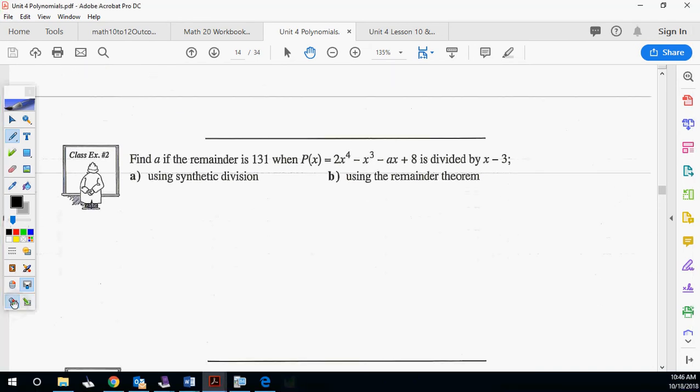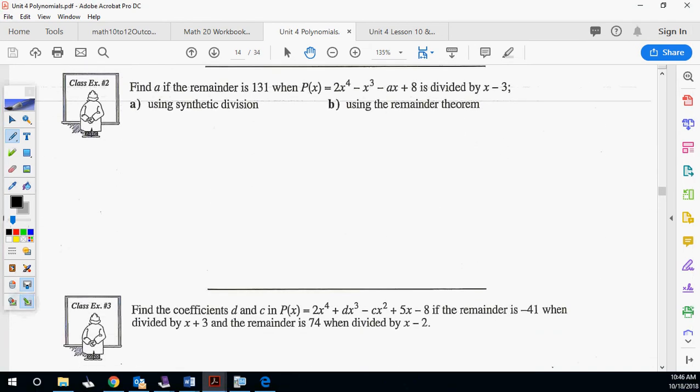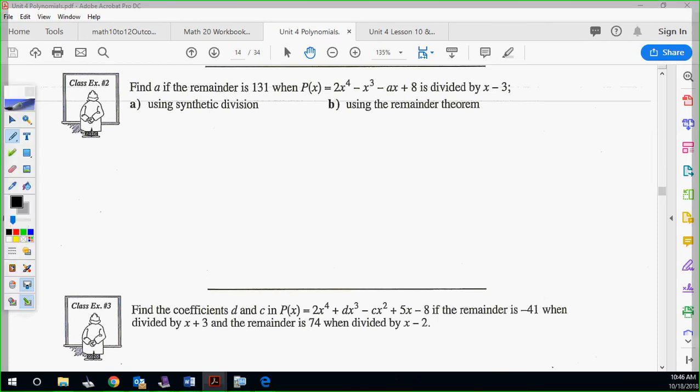So find a if the remainder, so now we have to do a little bit of algebra with it. Find a if the remainder is 131 when p of x is 2x to the 4th minus x cubed minus ax plus 8 is divided by x minus 3. So using synthetic division and then using the remainder theorem. We'll use synthetic division and solve for a. Don't forget we're missing a what? x squared. So we have to remember the x squared there is going to be 0 for synthetic.